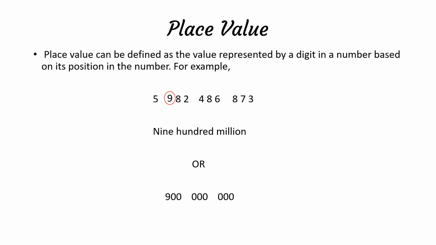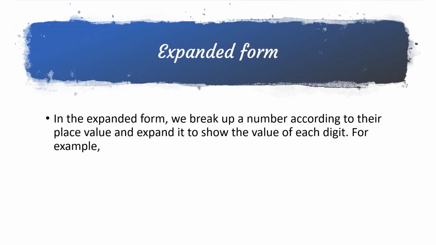Okay, now we will do expanded form. In the expanded form, we break up a number according to their place value and expand it to show the value of each digit. So in this what we do is we write the place value of each digit and we take the sum of the place values of each digit.